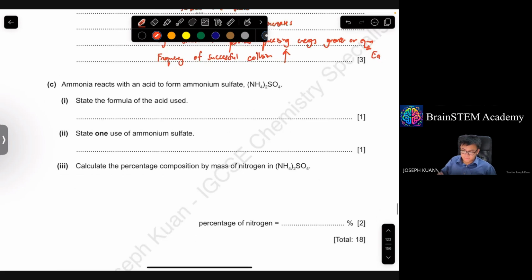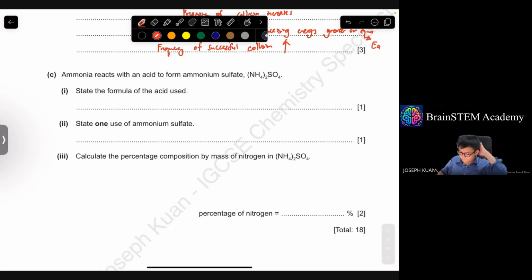Next, state the formula of the acid used to make ammonium sulfate. So to make a sulfate salt, we need sulfuric acid. Formula is H2SO4. State one use of ammonium sulfate. As a fertilizer because it has nitrogen. Remember NPK fertilizers. Nitrogen is a very good fertilizer.